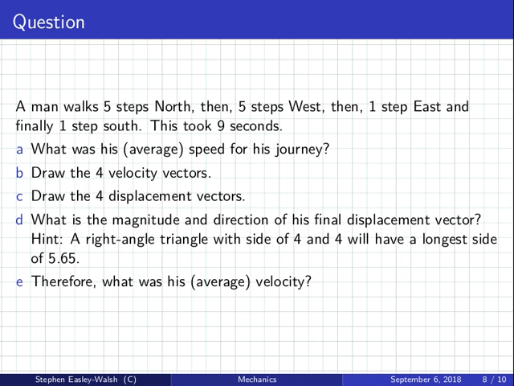How's that going, George? Which part are you on? What was the formula for speed? Distance over time. So what's the distance he travelled? Plus 5, plus 1, plus 1. So he's travelled 12 steps in 9 seconds. So 12 over 9 steps per second.